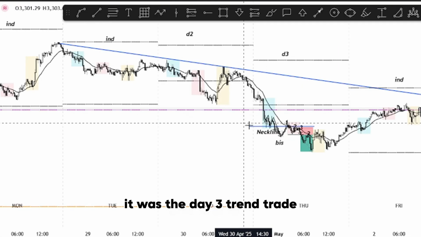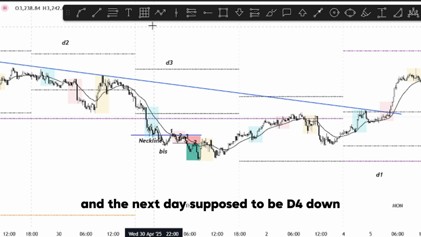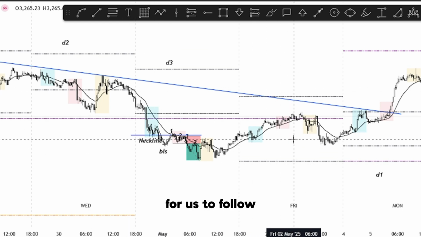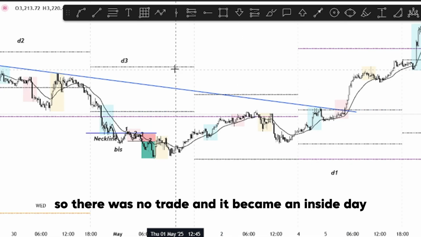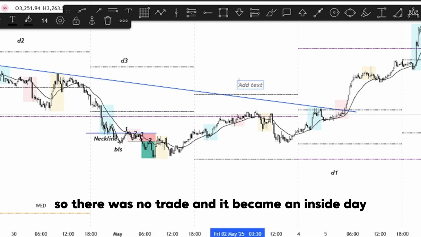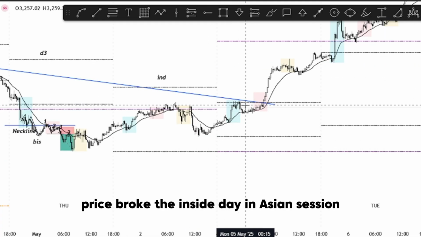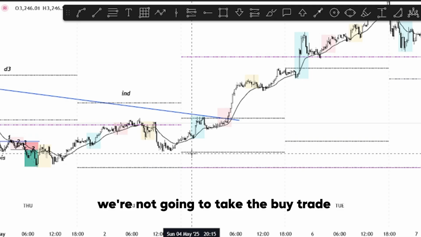It was the day 3 trend trade, and the next day was supposed to be day 4 down, but there was no strong initial move down for us to follow, so there was no trade, and it became an inside day. The next day was Monday. Price broke the inside day in Asian session, pulls back trend. We're not gonna take the buy trade.